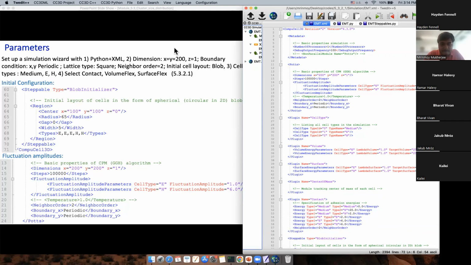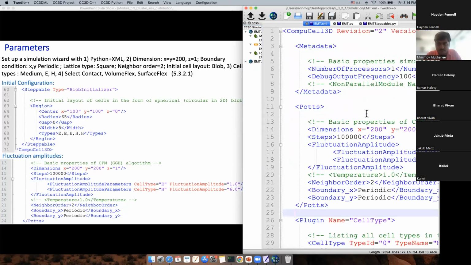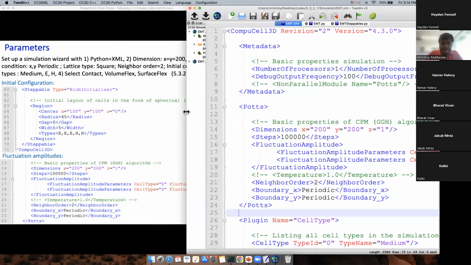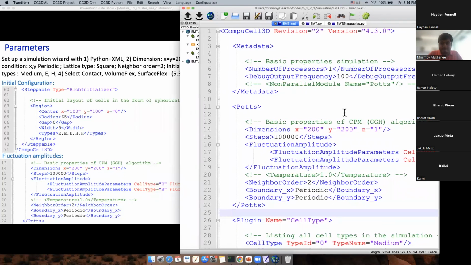Can you increase the font a bit? Okay. Oh, beautiful. Now I can read. Yeah. Thanks.